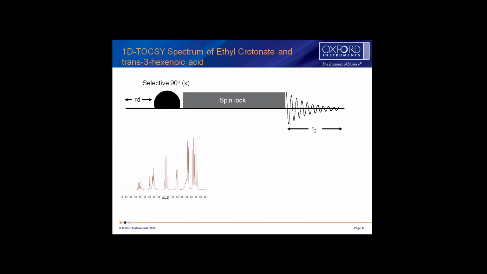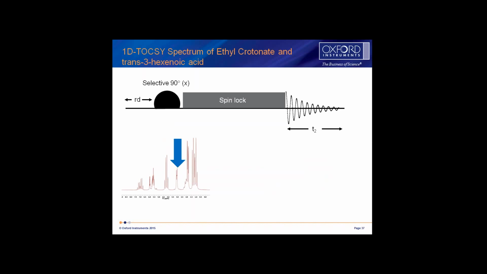So if we look at the spectrum of the mixture of the ethyl crotonate, and we excite first the CH2 peak from the ethyl crotonate, what we can see is the signal from the CH2, but we also see transfer of the signal to the CH3. We can see, although there are some bumps in the baseline, that we haven't transferred polarization to the other spins. So here we're positively identifying that the CH3 peak is coupled to the CH2 within this.